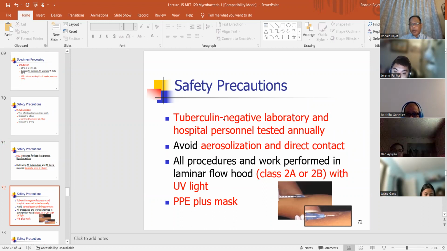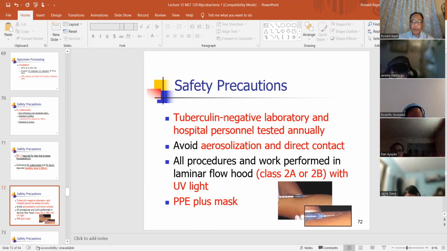Hospital workers that are tuberculin negative, that means that your tuberculin or your PPD is negative. PPD tests need to be done annually. You want to avoid aerosolization, being around people who cough a lot and or direct contact.